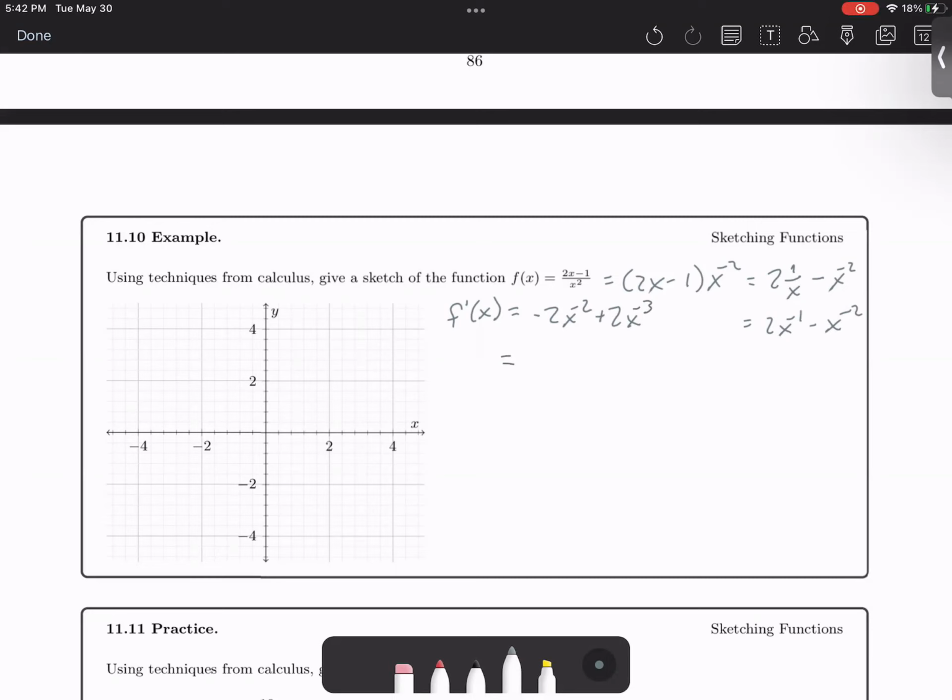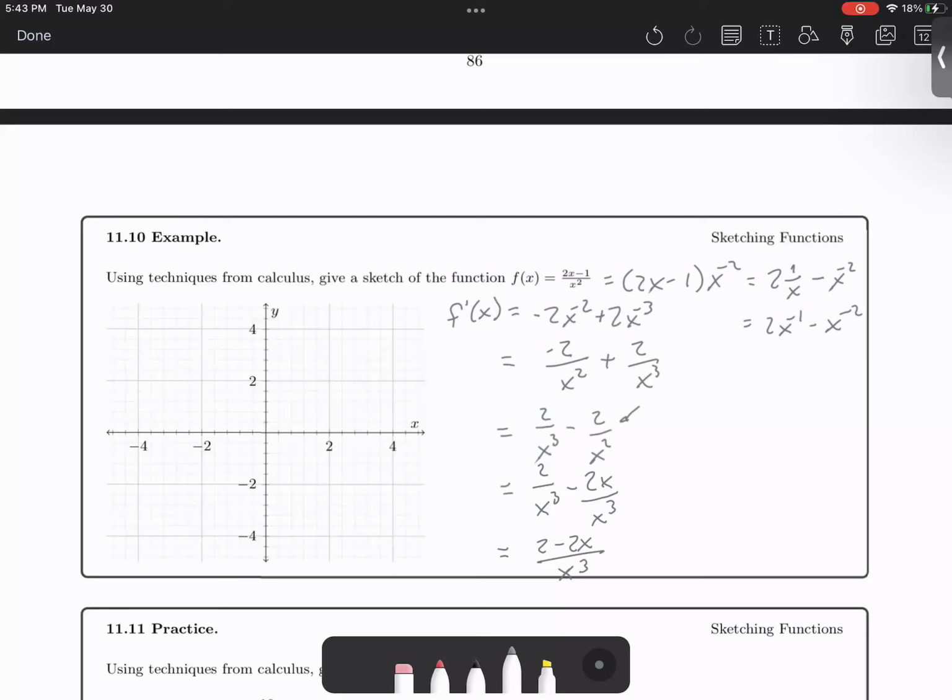All right, let's clean that up just a little bit. This is going to be minus 2 over x squared plus 2 over x cubed. Let me switch those around. Yeah, that just looks better. And then let's give that fraction an x on top and bottom. So now I have a common denominator. This is going to be 2 minus 2x over x cubed. Cool. So that's my first derivative.